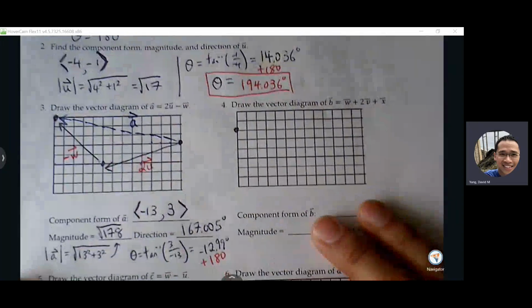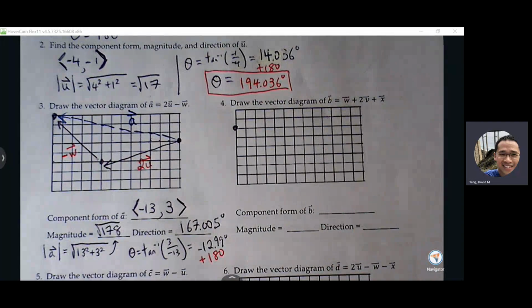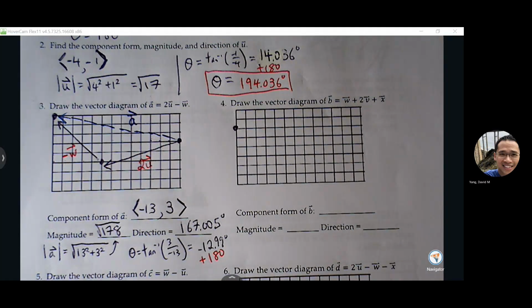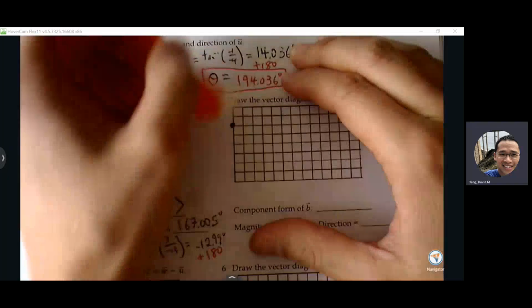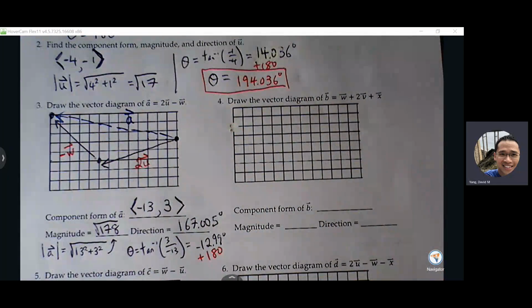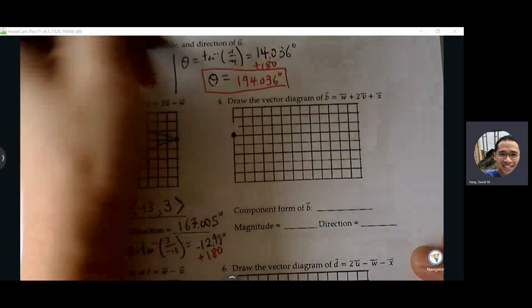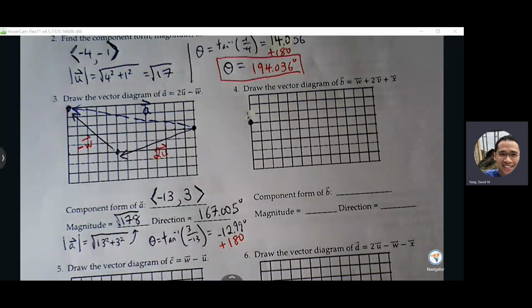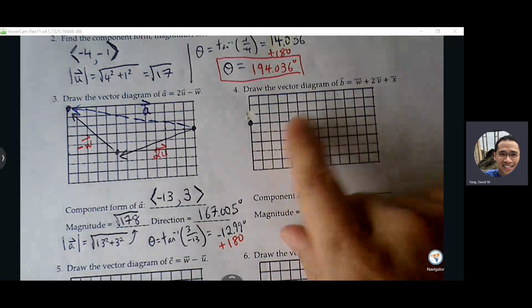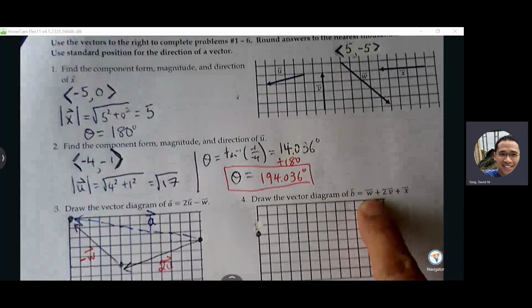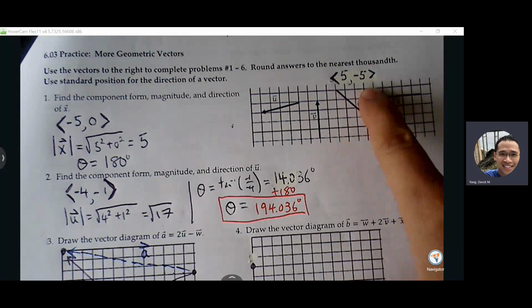I have some limited space here, just to give myself room. Give myself a bit more room here. Let me go down. Yeah, give you a lot more space on a test or quiz, so you're not having to figure out where you need to start exactly. So we'll start with W. So W is to the left 5 and down 5.